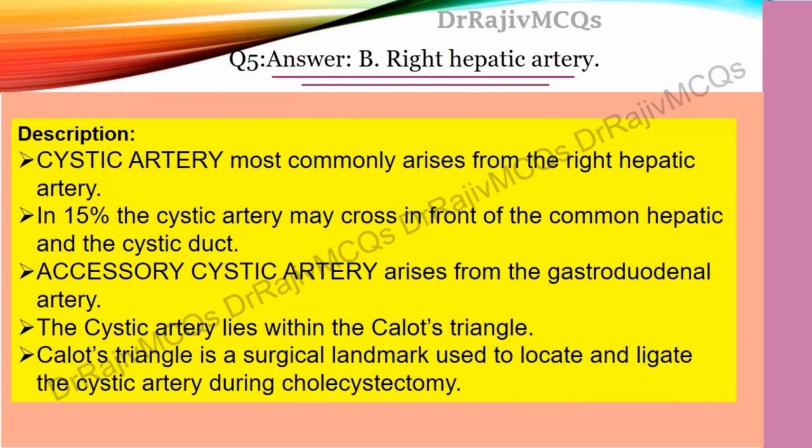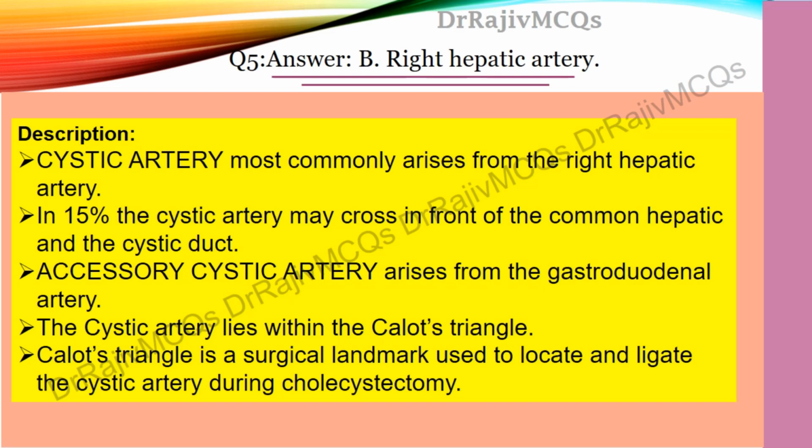The correct answer in question number 5 is option B. The cystic artery most commonly arises from the right hepatic artery behind the common hepatic duct, but its origin can be highly variable. In 15% of cases, the cystic artery may cross in front of the common hepatic and cystic duct. Sometimes an accessory cystic artery arises from the gastroduodenal artery.